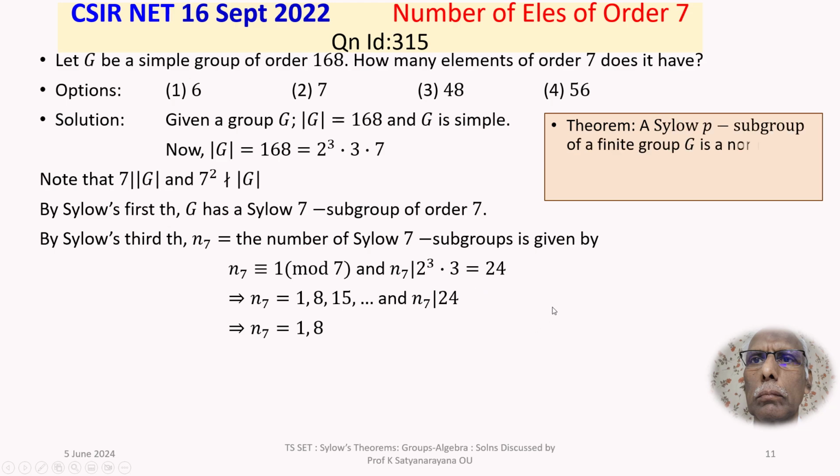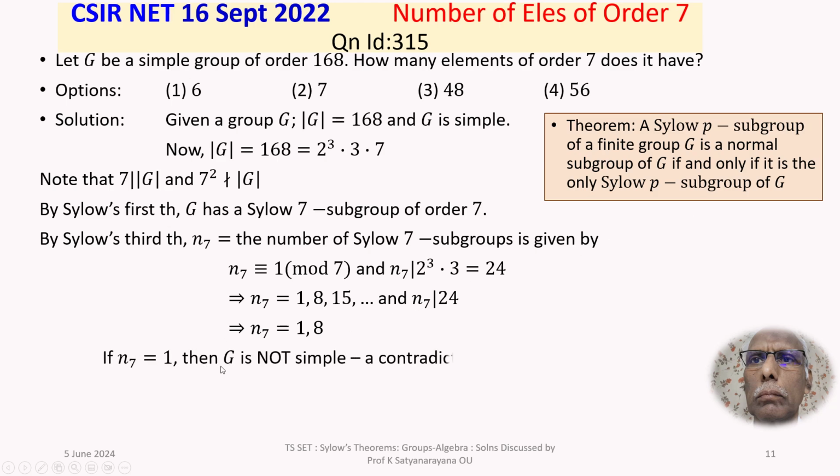If n7 is 1, then that will be the only Sylow 7 subgroup, and that will become normal. So, if n7 is 1, then G admits a non-trivial normal subgroup, therefore it is not simple. But it is given to be simple, a contradiction. Therefore, n7 cannot be 1, therefore n7 is equal to 8. That means there are 8 Sylow 7 subgroups. Thus G has 8 Sylow 7 subgroups.